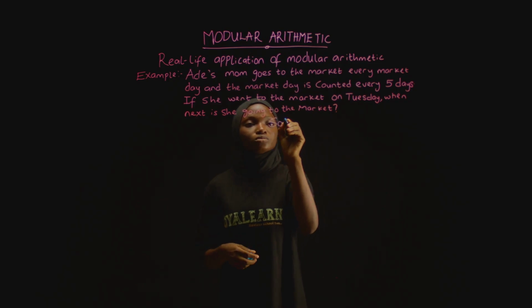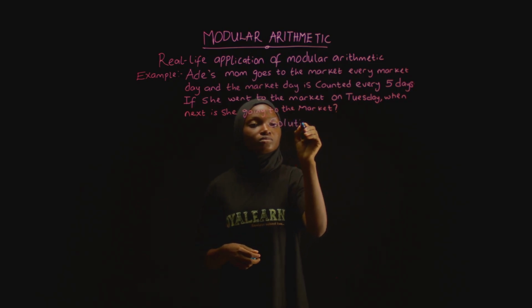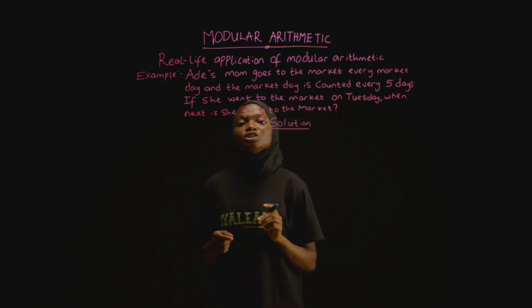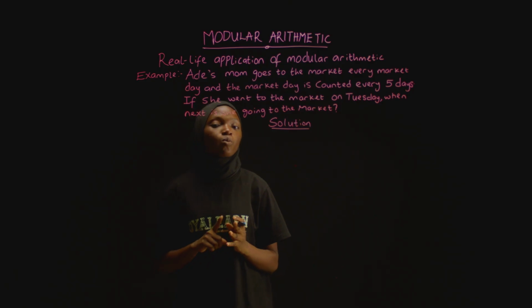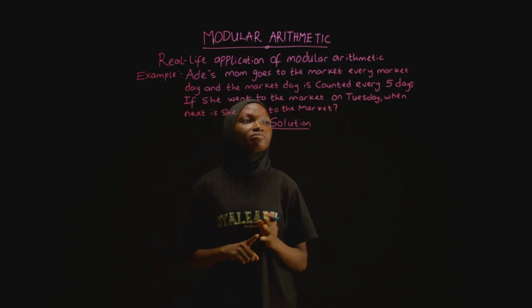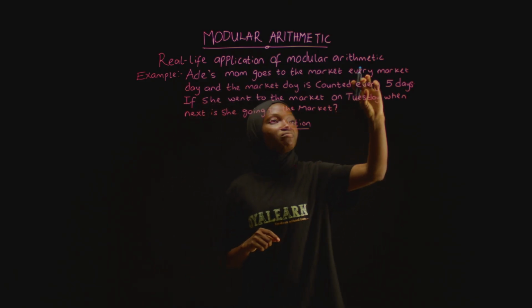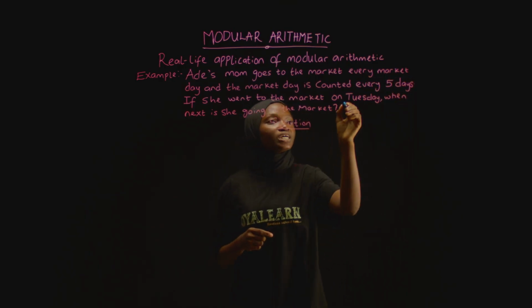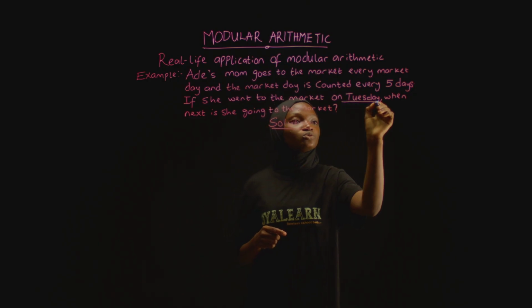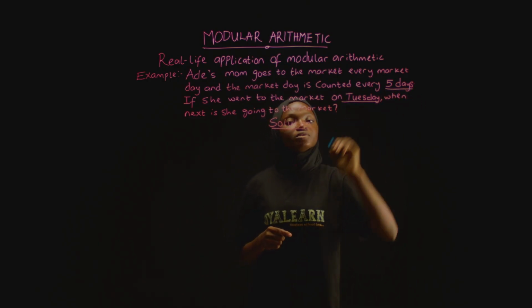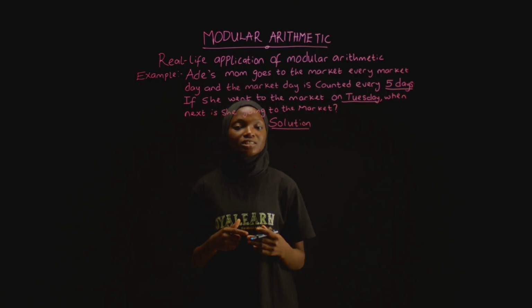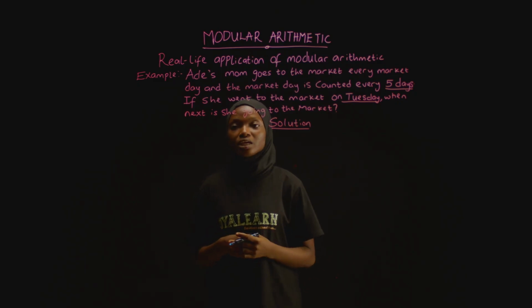Solution. Whenever you have a word problem, the first thing is to try to figure out what you were given and what we are told to find. The information we were given is every market day comes in 5 days. The other information we were given is she went to the market on Tuesday and every 5 days. Those are the informations we were given. And we are told to find when next she'll be going to the market. That is, which day of the week is she going to the market again.